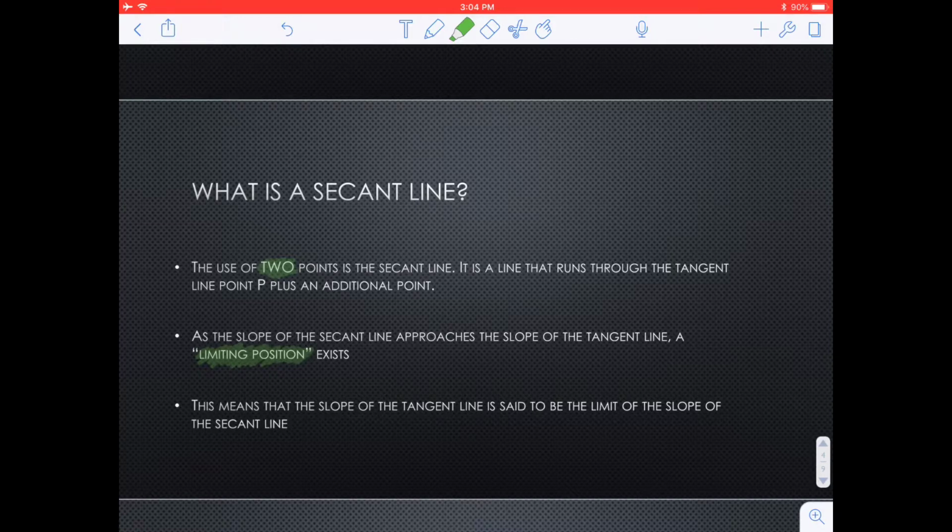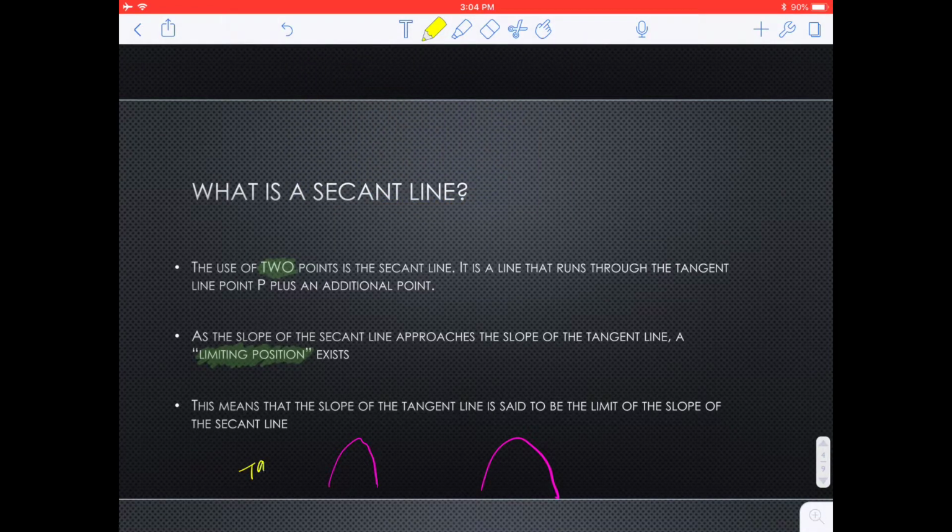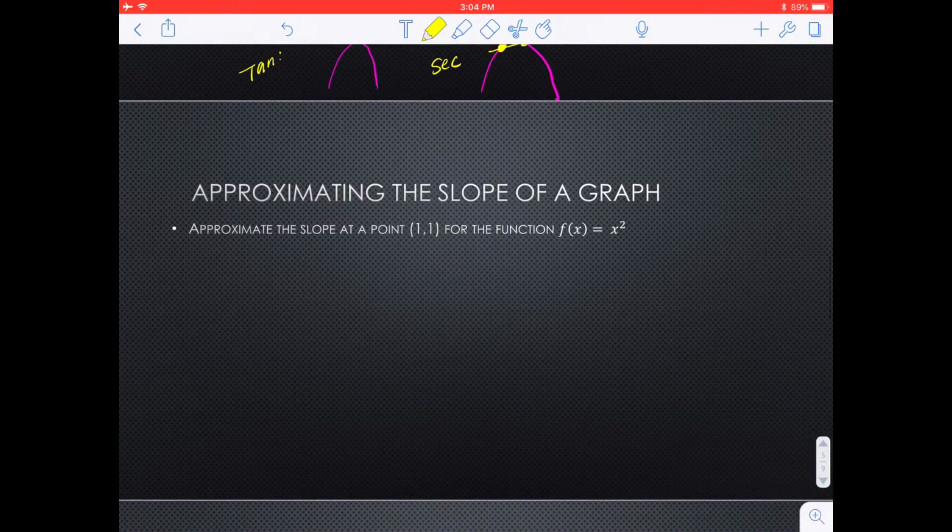Again, just to give you a visual representation, if I had a graph like this, and then I make another graph. If I'm talking about the tangent line, I'm just going to grab 1 point and create my line. If I'm talking about my secant line, I'm going to create 2 points and draw a line through them. Okay? All right, so let's actually see how we're going to utilize this.